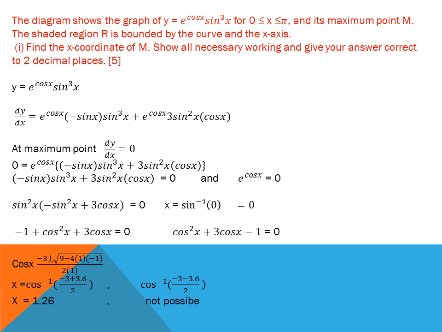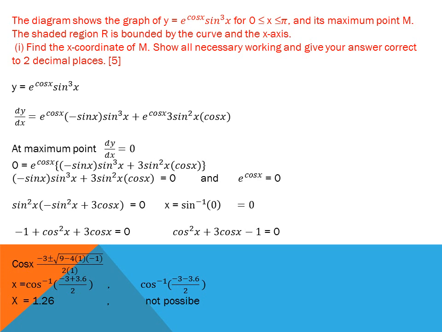I simplify the equation using the identity sin²x = 1 - cos²x, so it becomes -1 + cos²x + 3 cos x = 0. That is cos²x + 3 cos x - 1 = 0, the simplified form of this equation.